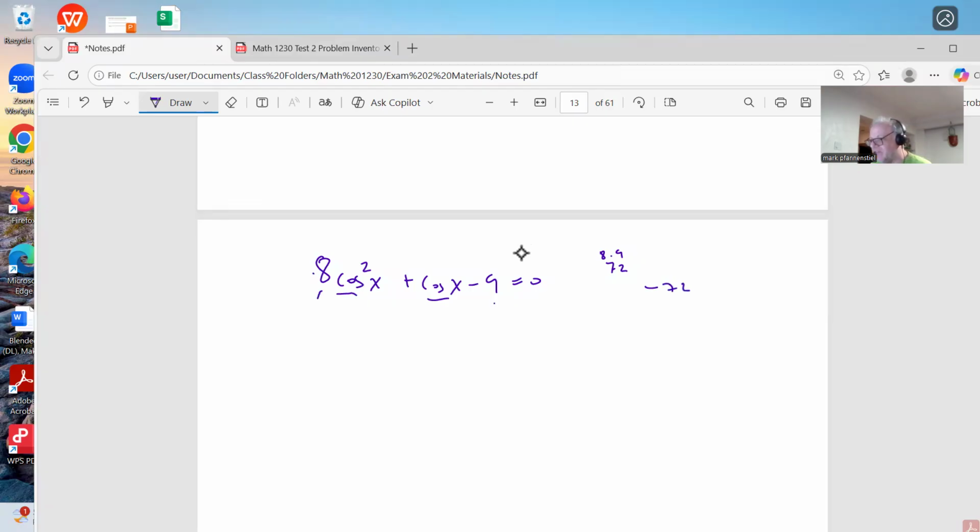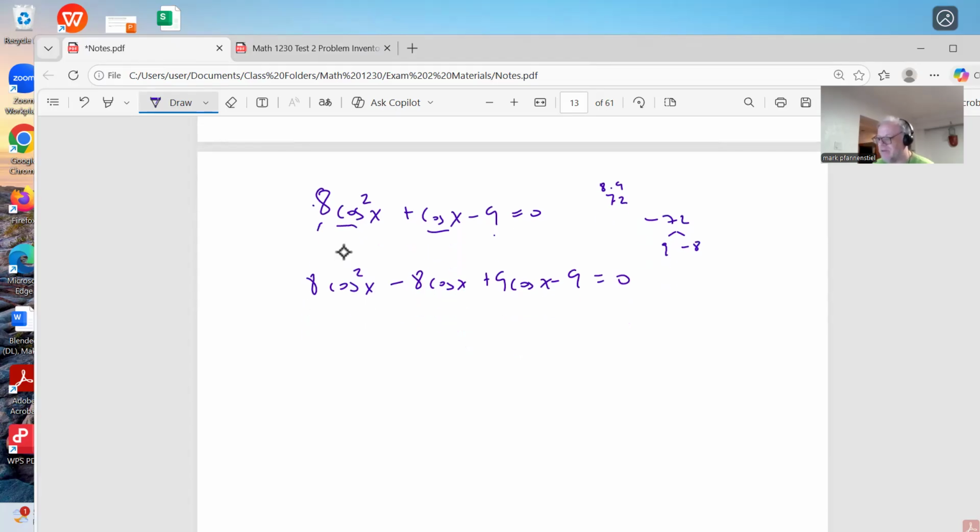We get negative 72. And then trying to think of two numbers that multiply out to negative 72 that will add up to 1. How about we try 9 and negative 8? So we're going to say this is 8 cosine squared x minus 8 cosine x plus 9 cosine x minus 9 equals 0. Okay, so just a happy coincidence that it was 8 and 9.